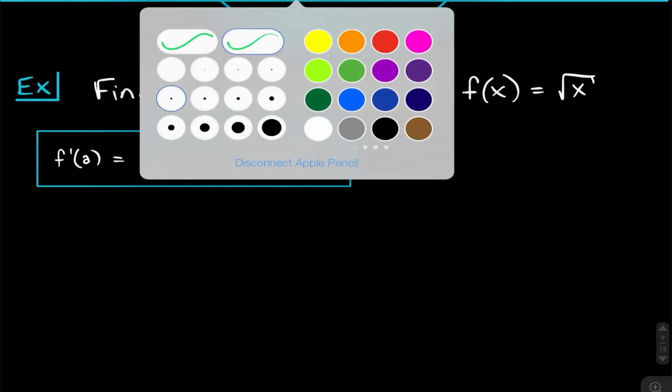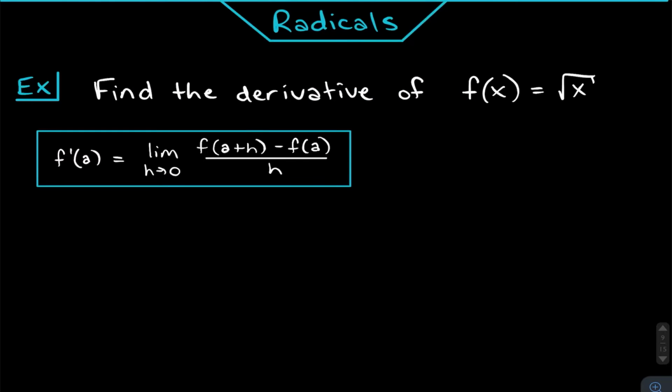Anyway, so radicals is up next. Now, with a radicals problem, like if we want to find the derivative of square root of x, this is when conjugates come in again. And if you remember evaluating limits algebraically, this is going to be the exact same thing as when we dealt with radicals there.